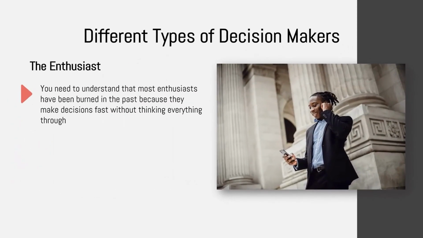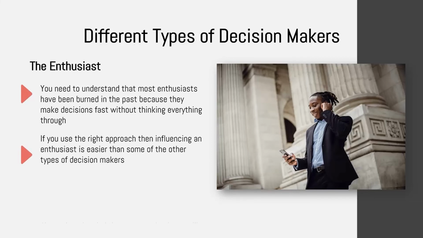You need to understand that most enthusiasts have been burned in the past because they make decisions fast without thinking everything through. So you need to work on ensuring that their enthusiasm for your idea does not diminish. This means doing your homework and answering all of their questions. If you use the right approach, then influencing an enthusiast is easier than some of the other types of decision makers. Don't flood an enthusiast with a lot of detail. Their attention spans tend to be limited. Show them the most important thing first, which is how the decision will improve their bottom line.